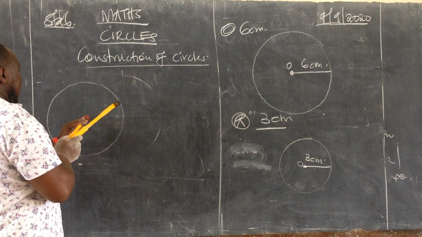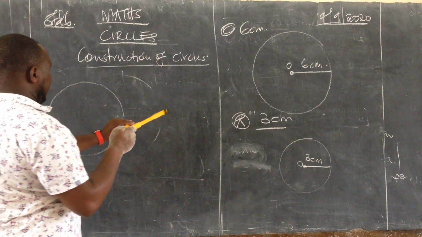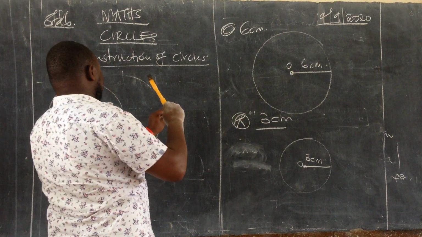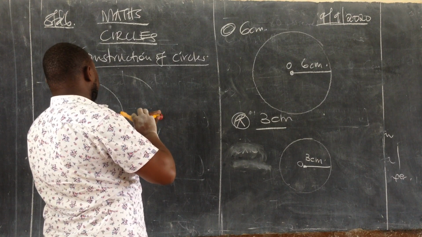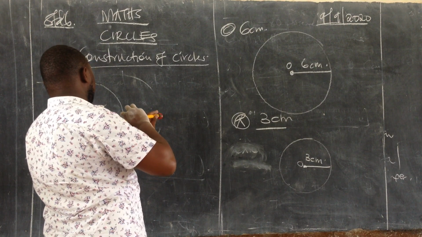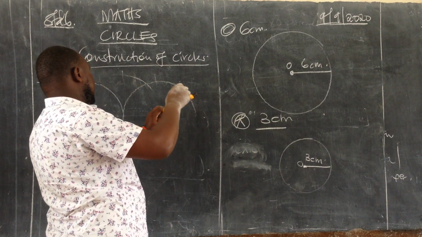Right, then from there, I'm going to move to that point, ensure I have the same radius. How do I know the same radius? It must touch on the other line there. So I bring it and touch on that line, and make another circle.